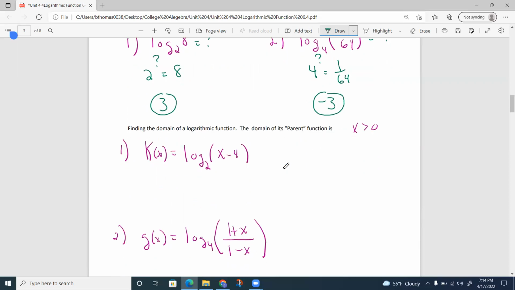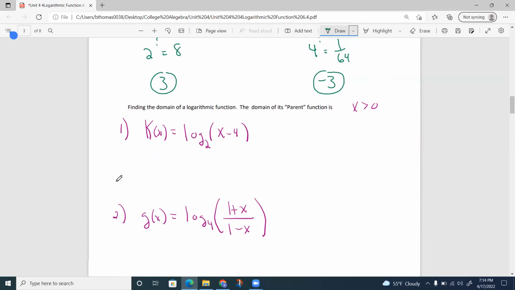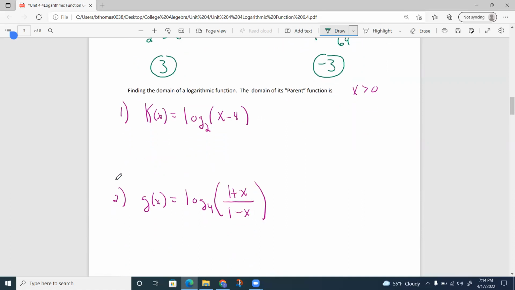So next thing we have to do is find the domain of a logarithmic function. So remember, the domain of the parent function is x is greater than 0. So now if we look at this function here, k of x equals the log of x minus 4 base 2. Notice now we have what we call a transformation, this minus 4. Remember, if that minus 4 is inside, our graph actually shifts to the right 4, which means our domain should shift to the right 4.